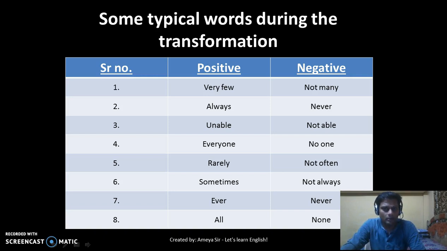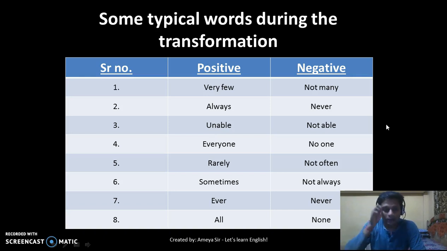Now, when you bring about the transformation from affirmative to negative, there are some typical words that will change, which you can see in the table here. So very few becomes not many. Always in the positive will become never in the negative. Unable will become not able when you make it negative by adding this prefix un.